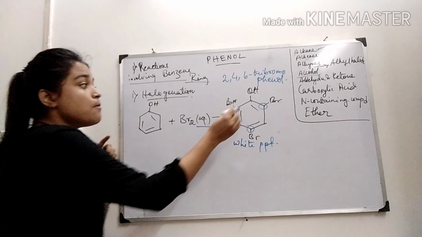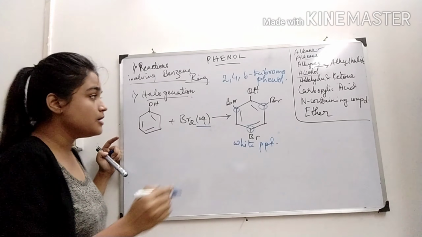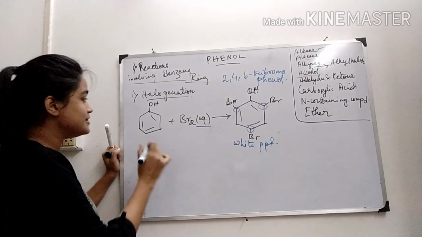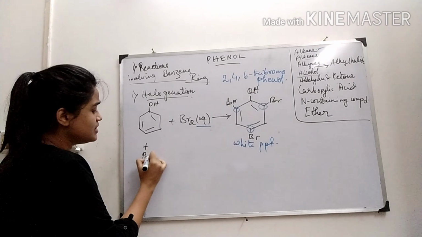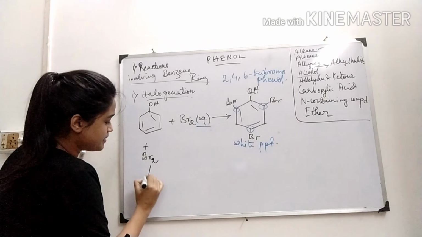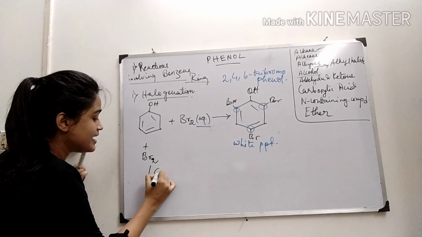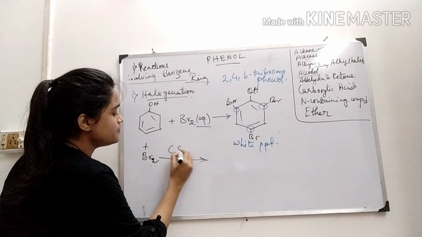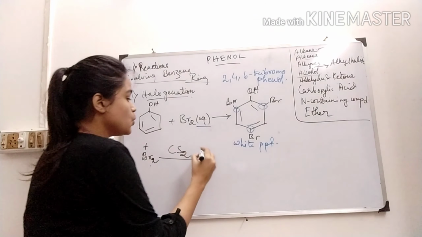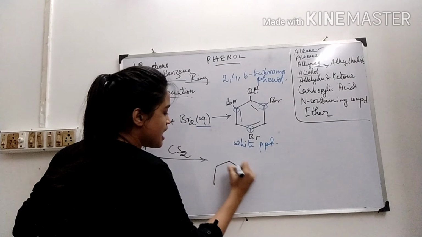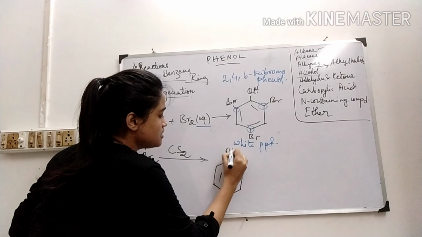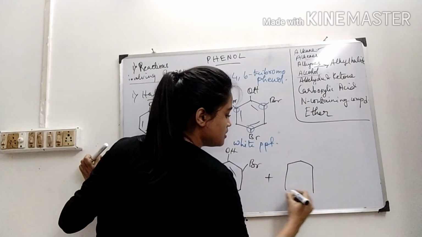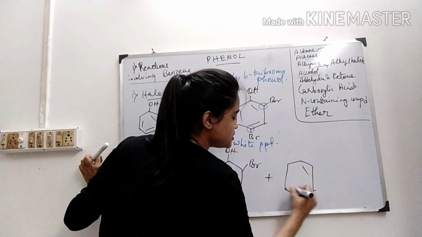Now if I want to get monobromophenol, so if I want to get the bromine in 1 position, that means mono substitution. In that case, to this phenol I will add bromine, but in place of aqueous solvent I will take carbon disulfide. So if I take carbon disulfide, which is a non-polar solvent, in that case I will get one ortho substitution, another one is para substitution.